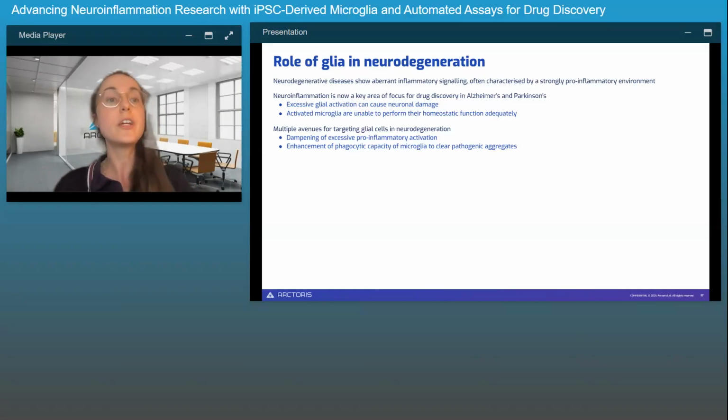That's why in the last few years, a lot of researchers have pushed their focus towards these glial cells as a therapeutic target to try to dampen neuroinflammation and that way try to treat the diseases.